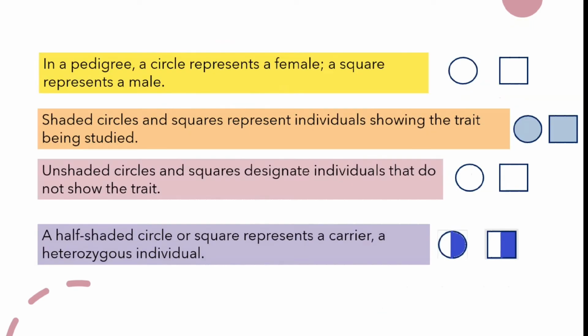In a pedigree, a circle represents a female. A square represents a male. Shaded circles and squares represent individuals showing the trait being studied. Unshaded circles and squares designate individuals that do not show the trait. A half-shaded circle or square represents a carrier, a heterozygous individual.